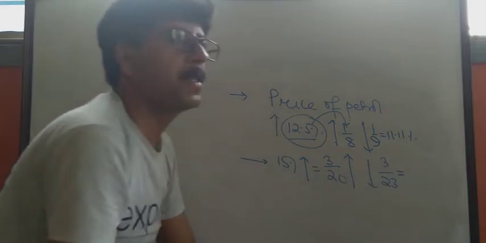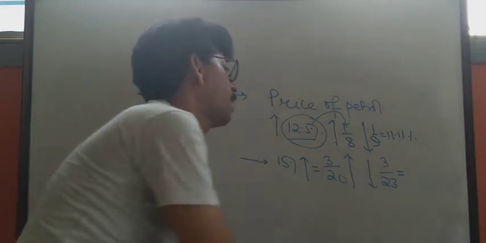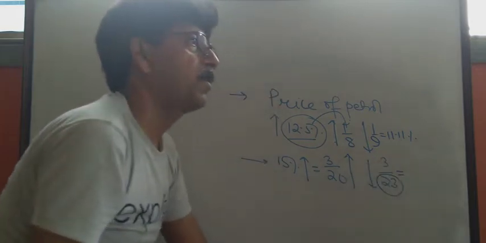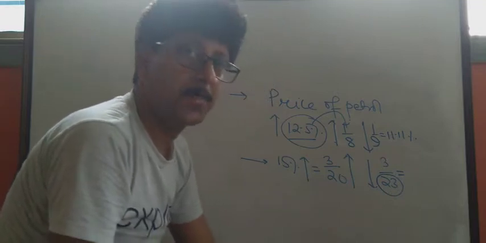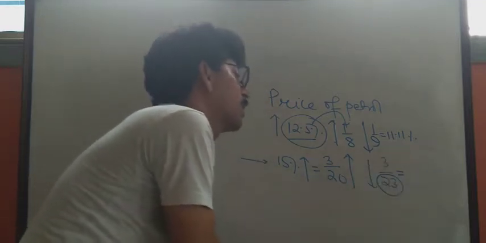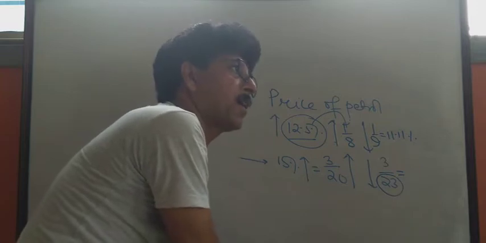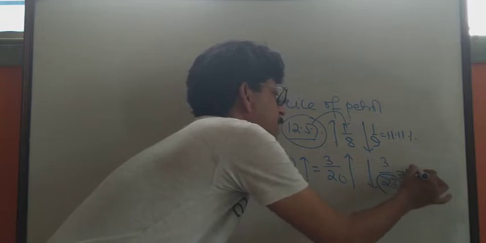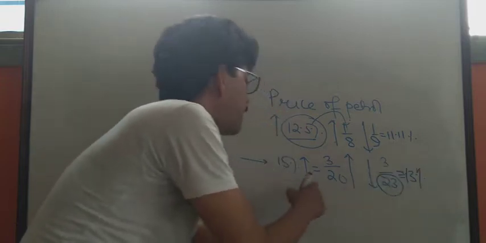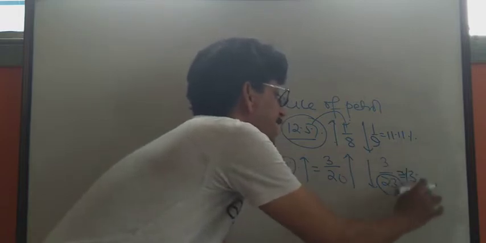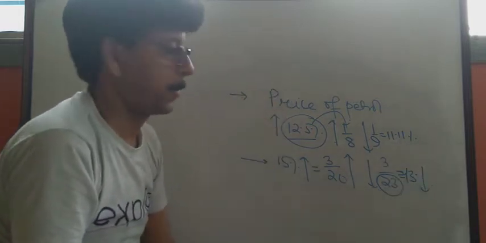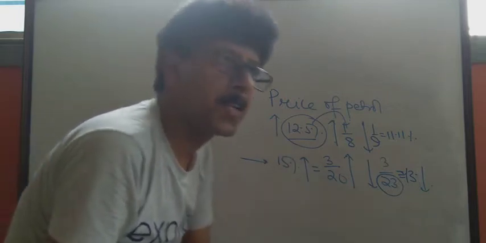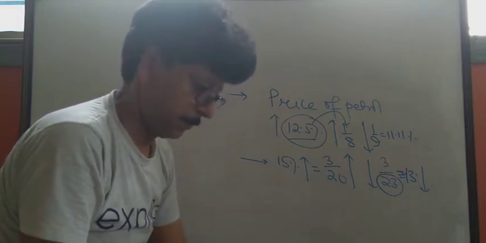Now approximately what will this be? Just convert this to a percentage. What is 1 by 23? 1 by 23 is 4.34. 4.34 into 3 is around 12 and 1, so around 13%. Approximately 13% price is increased, so 13% less sugar you are going to get. So whatever percentage is given, directly we can convert it into a fraction and get the result at once. Okay, very fast.